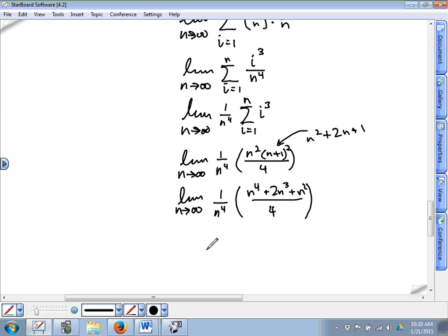Okay. Rather than dividing the whole thing by 4, let's divide each one individually. So this is going to be 1 over n to the 4th times n to the 4th over 4 plus n to the 3rd over 2 plus n squared over 4. You alright with that?